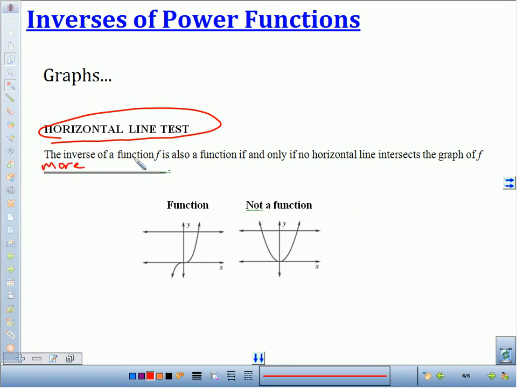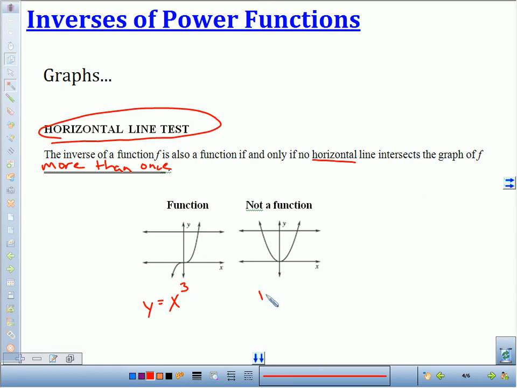It says the inverse of the function f is also a function if and only if no horizontal line intersects the graph of f more than once. As an example, here is a variation on y equals x to the third. You can see I have this horizontal line going left and right. If I move this horizontal line along, it would never cross the function more than once. So the inverse of y equals x to the third is also a function.